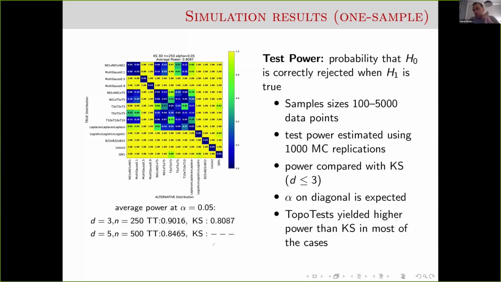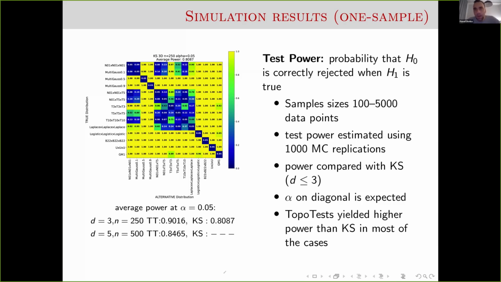When it comes to practical usability of this test, we are looking at the so-called test power, which is the probability that H0 is rejected when it should be rejected. And without spending too much time, we've done extensive Monte Carlo studies on this. We compared point clouds of very different distributions, and we present them in terms of heat maps.